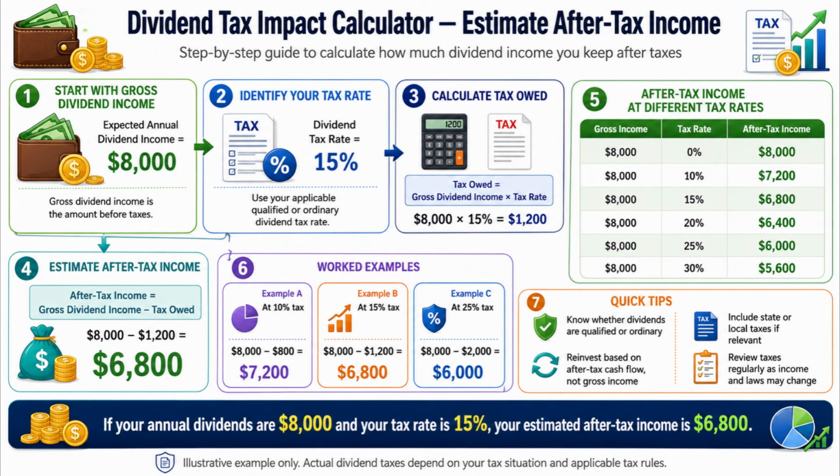In this example, if annual dividends are $8,000 and the tax rate is 15%, the estimated after-tax income is $6,800. This calculation is for educational purposes only, and actual dividend taxes depend on your tax situation and applicable tax rules.